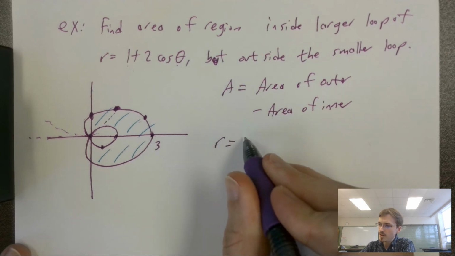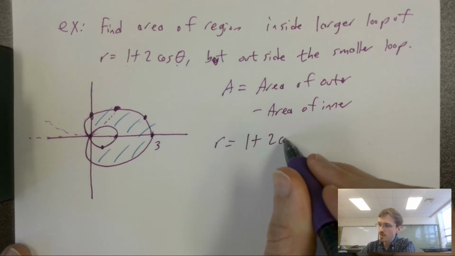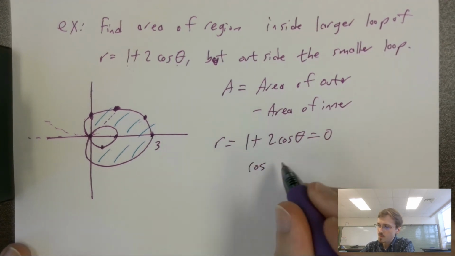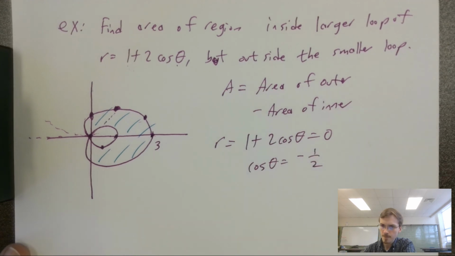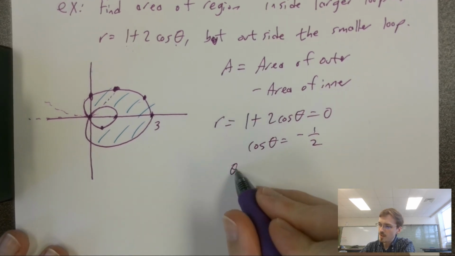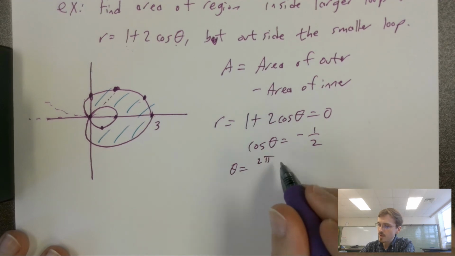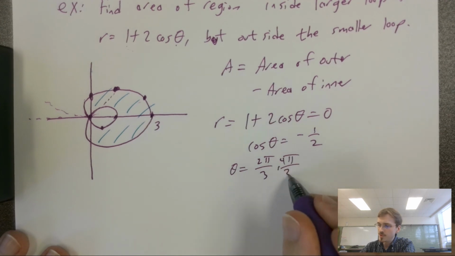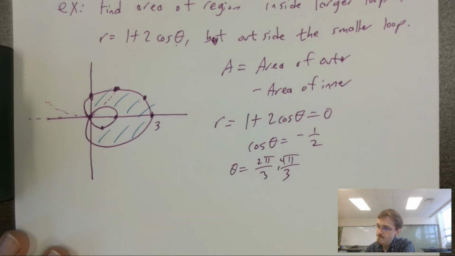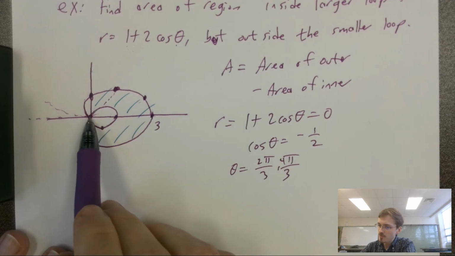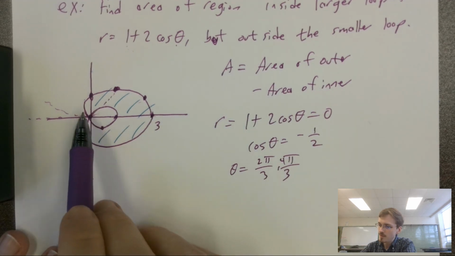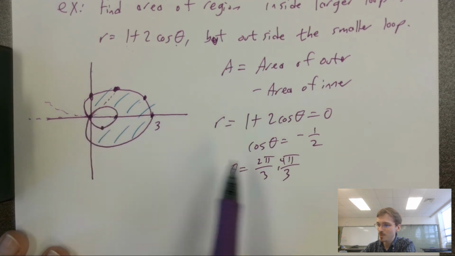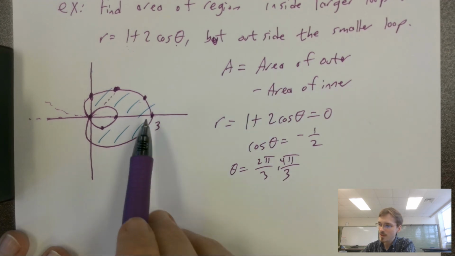So let's set r, which is 1 plus 2 cosine theta, equal to 0 and solve. We see that this is whenever cosine of theta is -1/2, which occurs whenever theta is equal to 2 pi over 3 and 4 pi over 3. These are the solutions in one revolution, right? But we saw that 2 pi over 3 to 4 pi over 3, that was actually the inner loop, right? We started on the inner loop whenever we were between 2 pi over 3 and 4 pi over 3.